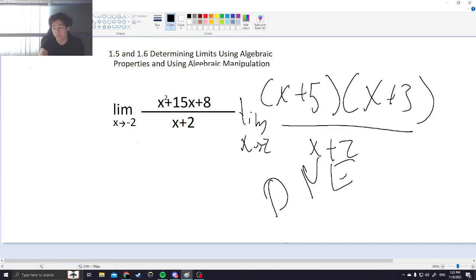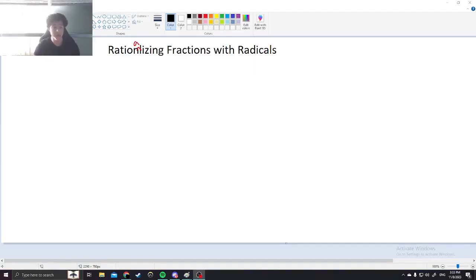Yeah, it doesn't exist. Okay, let's learn how to rationalize fractions with radicals. So for example, if we are looking at this right here, and you try to plug 16 into this, you're going to get 0 over 0. And that's not good, because then you can't solve it. But you can't really factor that either. So what you do here is you multiply by the conjugate. And what is a conjugate?